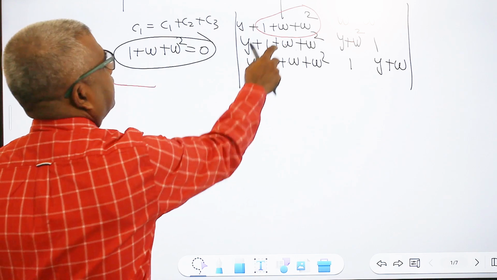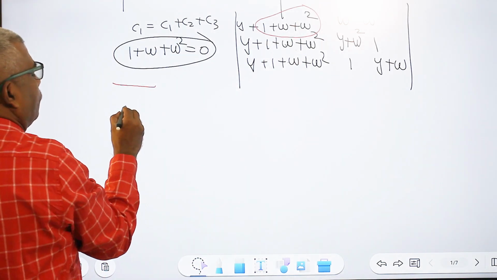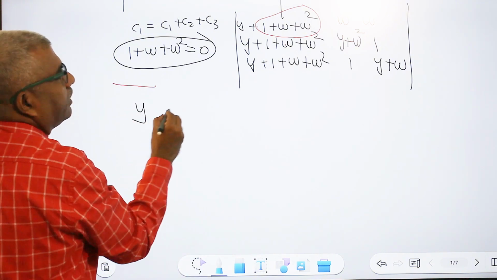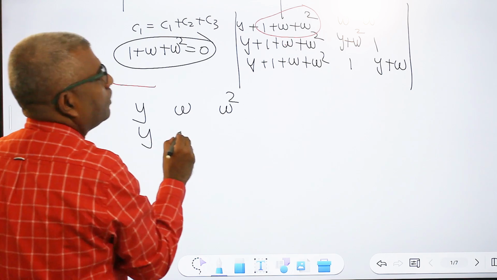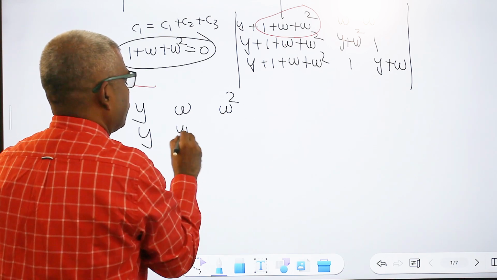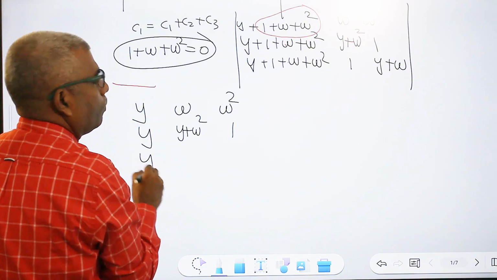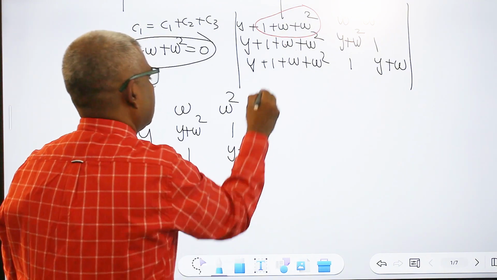What will happen? This determinant will become y plus 0, and I can write it as y only: y, omega squared; y, y plus omega squared, 1; y, 1, y plus omega. Got it?